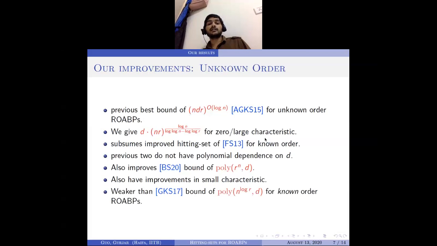Lastly, there was a result by GKS17 for known order ROVPs, which had polynomial dependence on D. So it's better than our result, but note that it's only for known order, while our result is for unknown order. So our result in that sense is not comparable with GKS17.